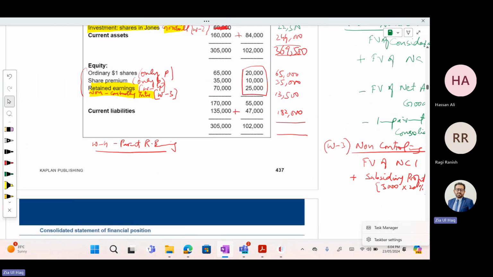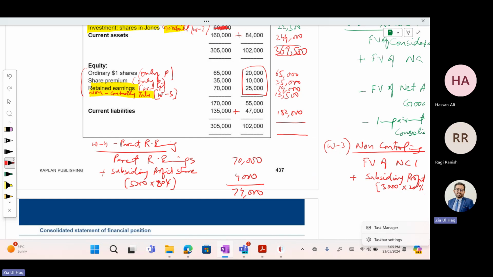So we need to calculate retained earnings for the parent company. The parent's retained earnings are available in the financial statements: 70,000, given in the question. In that, we need to add the subsidiary profit share, 5,000 at 80%, that is 4,000. So it will become 74,000. We will add 74,000 here and see whether it tallies.